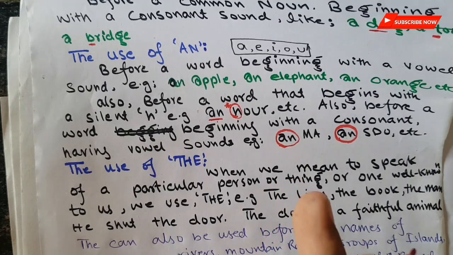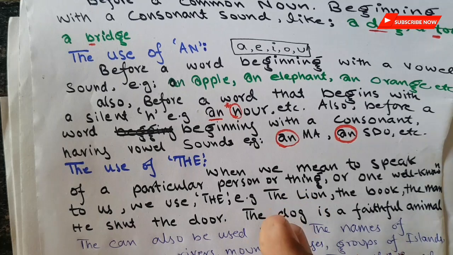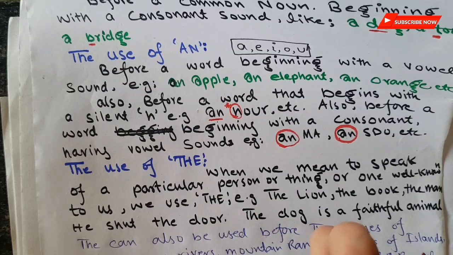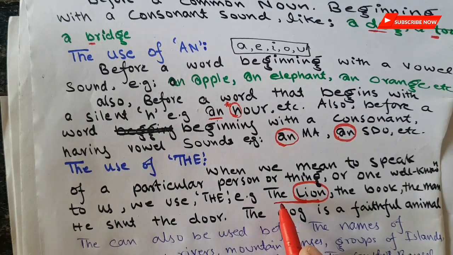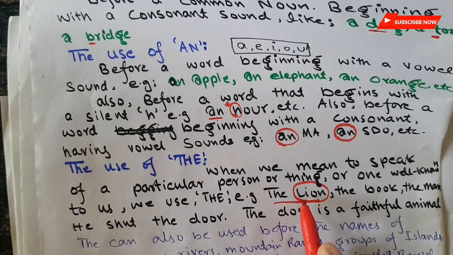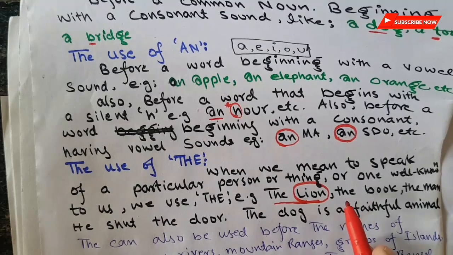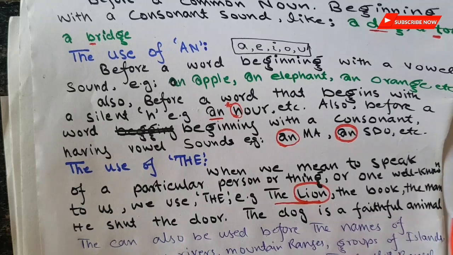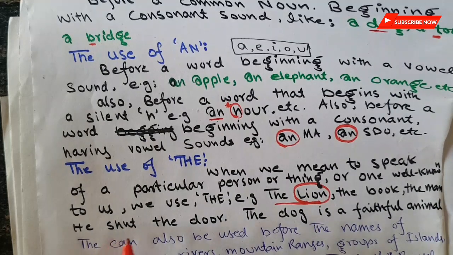I mean that when we specify something in an English sentence, then THE is put with it. Here THE is used before lion, because here the lion is specific. It doesn't mean that the lion is common in this sentence or in this case. The book, I mean a specific book. The man, I mean a special person.